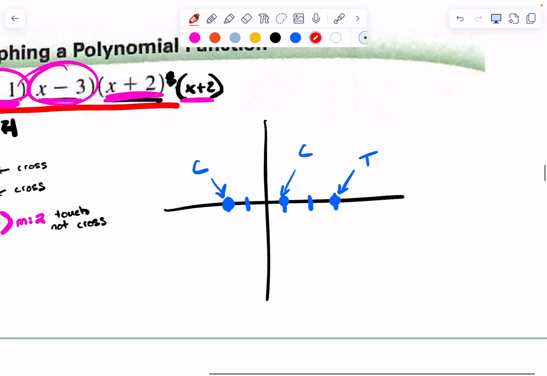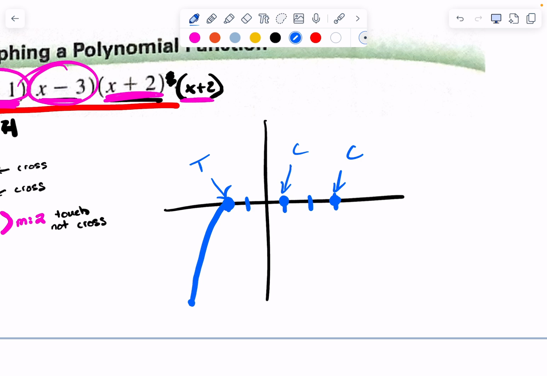This is what mine looks like, right? Because it doesn't matter. Oh, wait, I have that labeled wrong. It's going to touch here, cross here, cross here. Yeah, because you had it right. That's fine. So it starts down here, I know for sure. It's going to come up and touch, but not cross, so it's going to come back down. I have no idea how far it goes down. Whatever. But it's going to turn around and come back up.